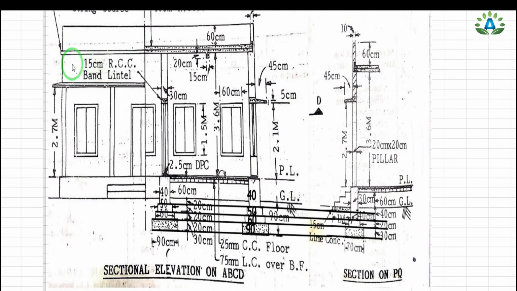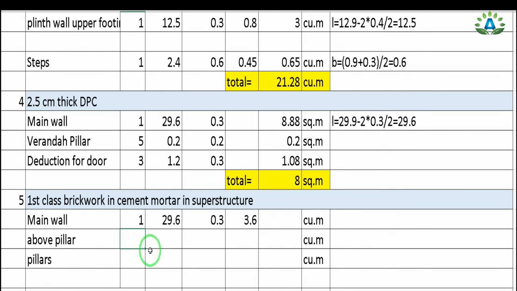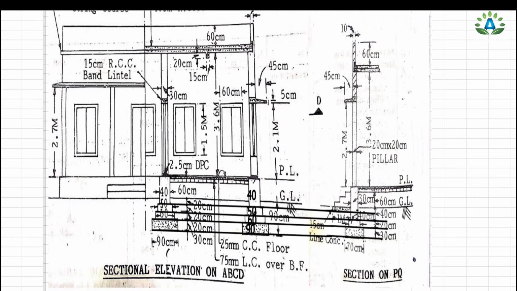We are going to consider this portion, and this portion is this portion in section on PQ. That is, the width of this pillar is 0.2 meter. That is given here. So I'll write its width first, and we have only one number of this portion. Here we can see that this portion is 20 centimeter and the main wall has a width of 30 centimeter. So let's visualize it from the top view.